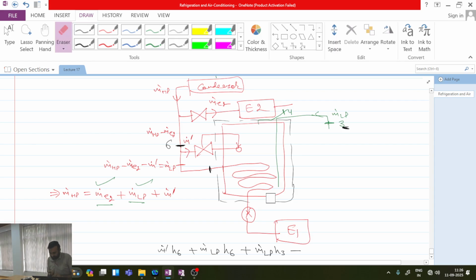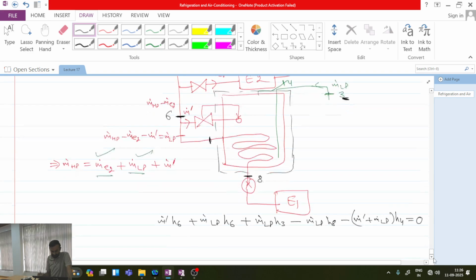Now this m dot is going out over here at state 8, so minus m dot LP into H8. And then minus, from the top, this m dot LP and this m dash, these jointly are going with state 4. So m dot dash plus m dot LP going with state 4 equal to 0. So this is the net energy balance under steady state.